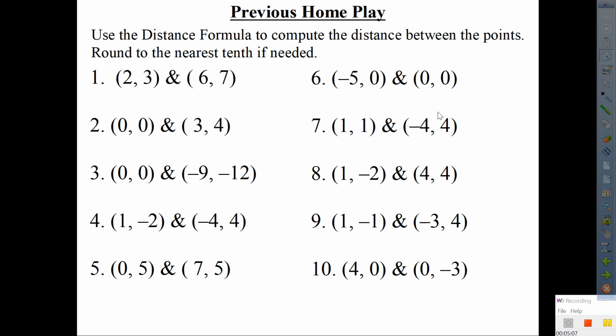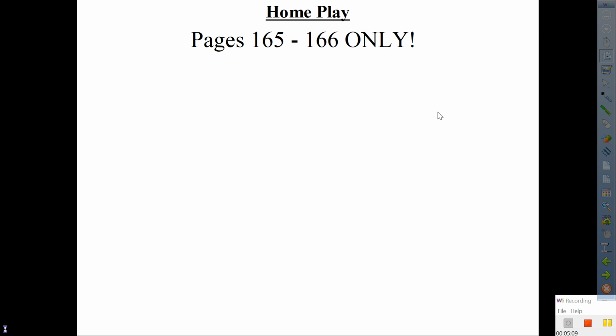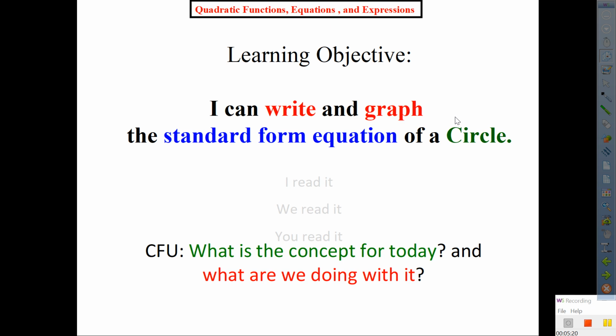All right. Next, that was the previous home plate, and once again, our home plate for tonight, 165, 166. Let's get started, yeah? Here we go. We got a lot to cover, so everybody go like this. Bear with me, yes, here we go.